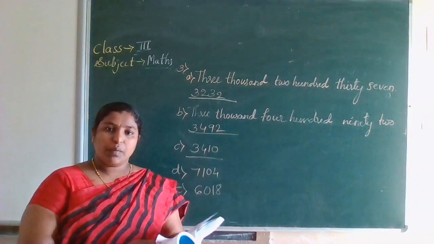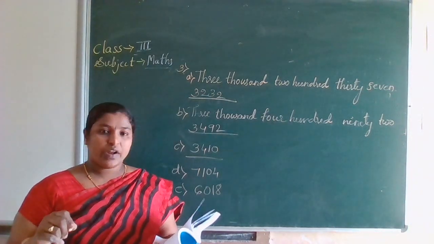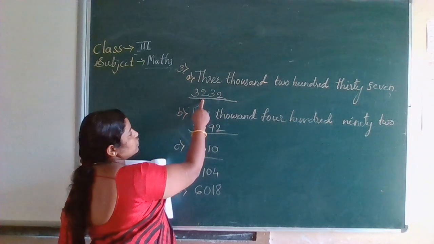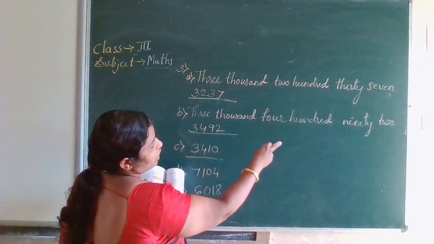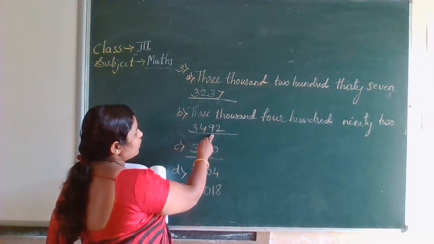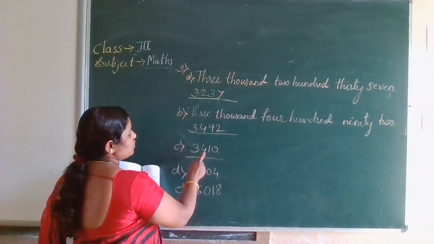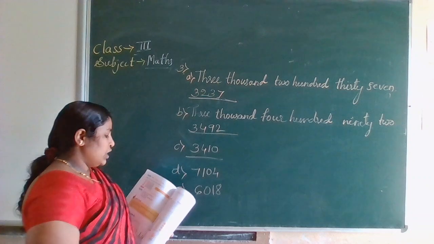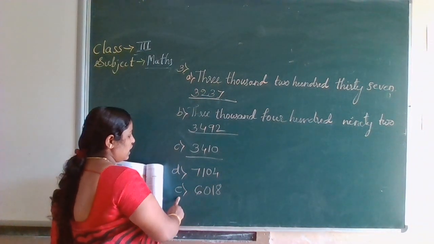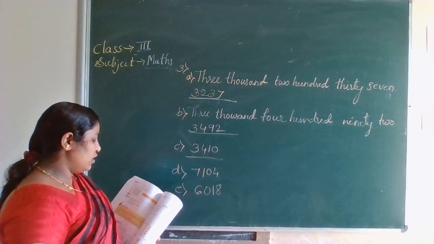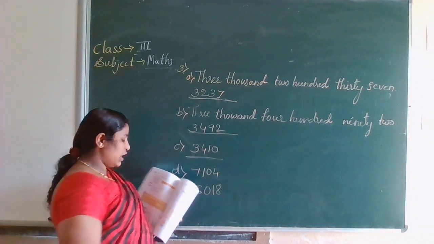They have given number names, we have to write the numerals. First one is 3237. 3492. Next C, 3410. D, 7104. And E, 6018. So this is 6018.